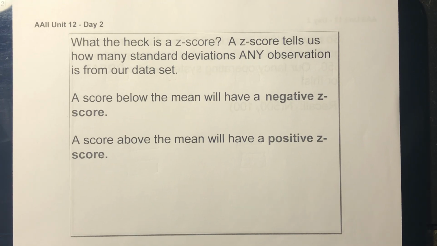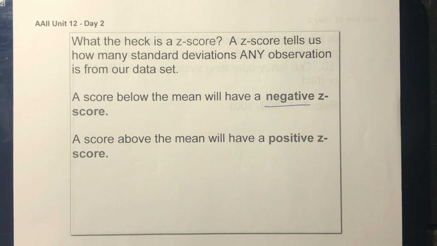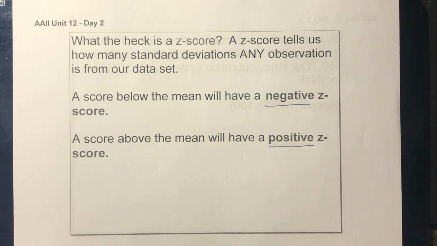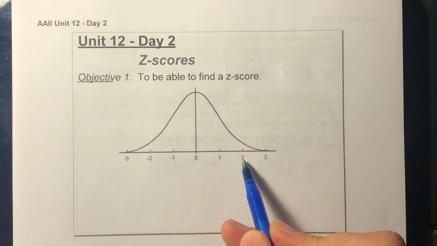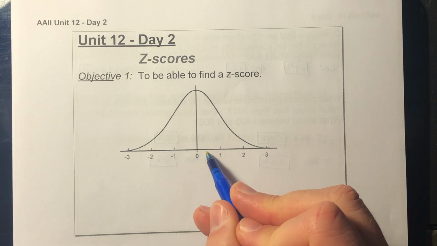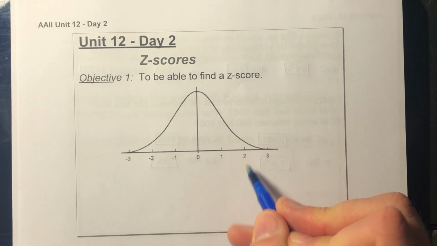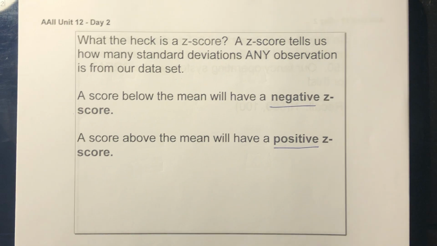So the z-scores, remember, tell us how many standard deviations any observation is from the mean. If we're on the left side, we have a negative z-score. If you're on the right side, it's going to be a positive z-score. So if I go back to the original, there's a z-score of 1, 2, 3, -1, -2, -3. But we can be in the middle. We can be 0.5, 2.5, 2.2, anything like that. But if we're on the left, it's negative. On the right is positive.